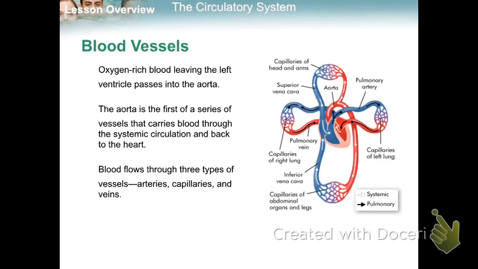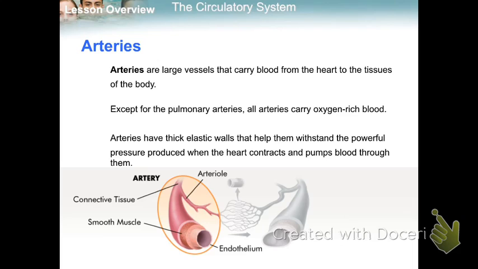There are 3 main types of blood vessels that blood flows through in the body, in the systemic circulation. The blood flows first through arteries, then through capillaries, and then through veins. Arteries are large vessels that carry blood from the heart to the tissues of the body.